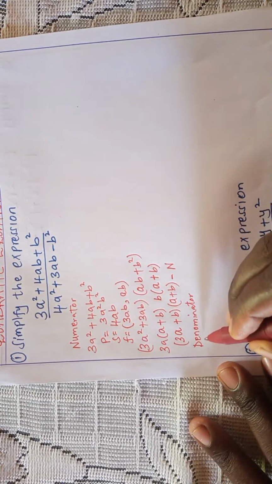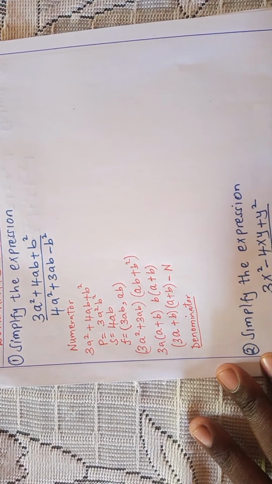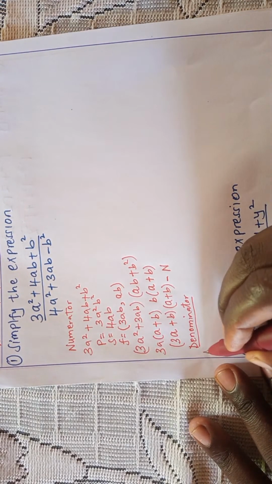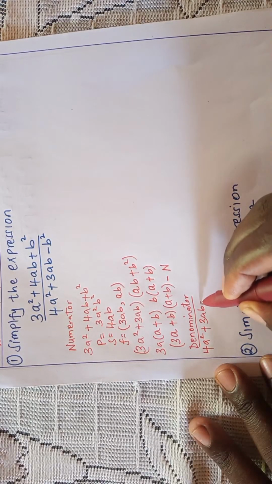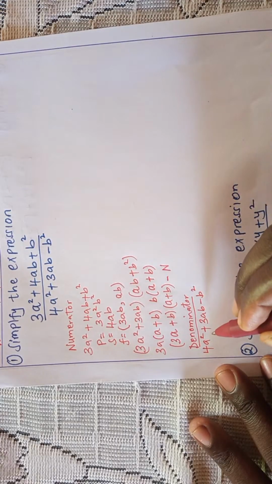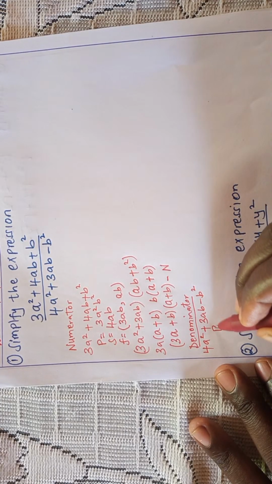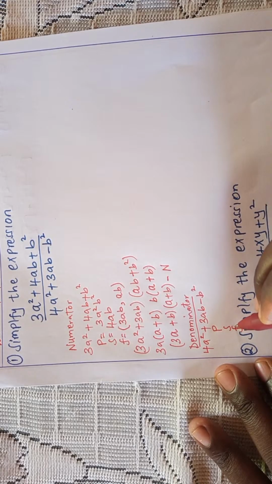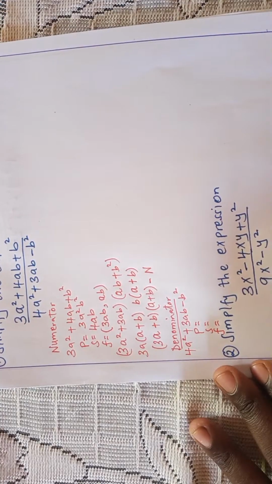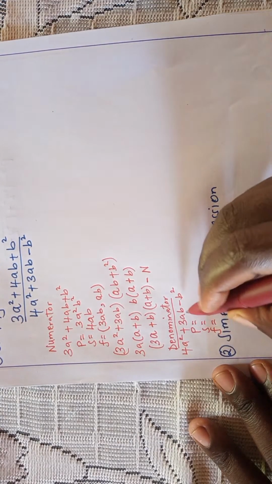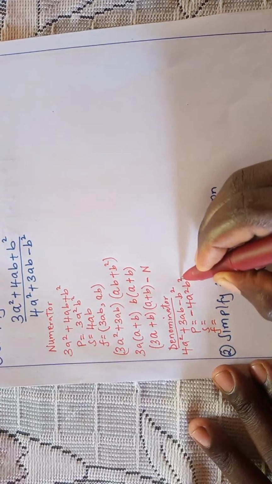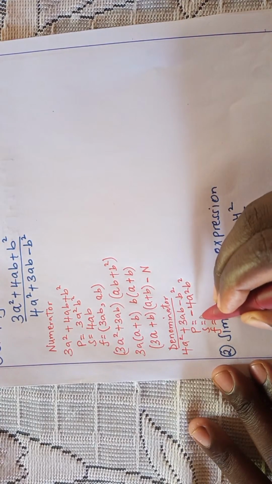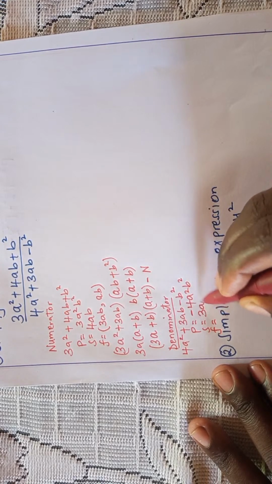What about the denominator? The denominator is in fact 4a squared plus 3ab minus b squared. We also want to use the product sum factor method. That is what we want to use. What is the product? The product is negative 4a squared b squared. What about the sum? The second term is 3ab.